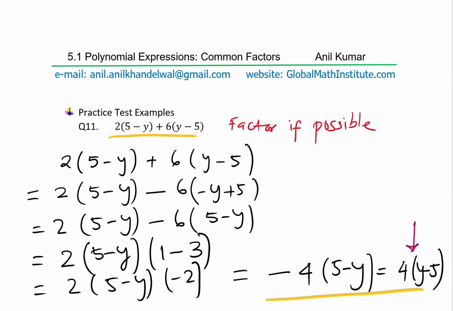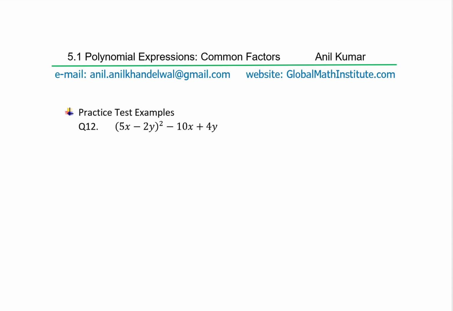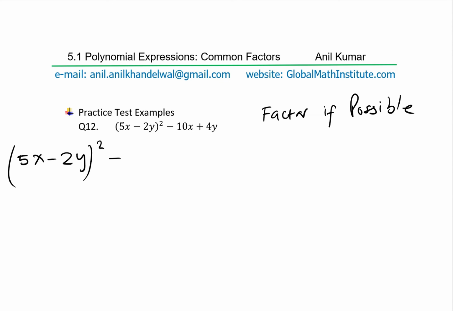Perfect. Now here we are almost at the end. The last practice test question for you to factor. So you need to factor (5x minus 2y) squared minus 10x plus 4y. So I'd like you to factor if possible. Perfect. Now let's do it. I hope you got the result. All right, let me write it: (5x minus 2y) whole square minus 10x plus 4y.